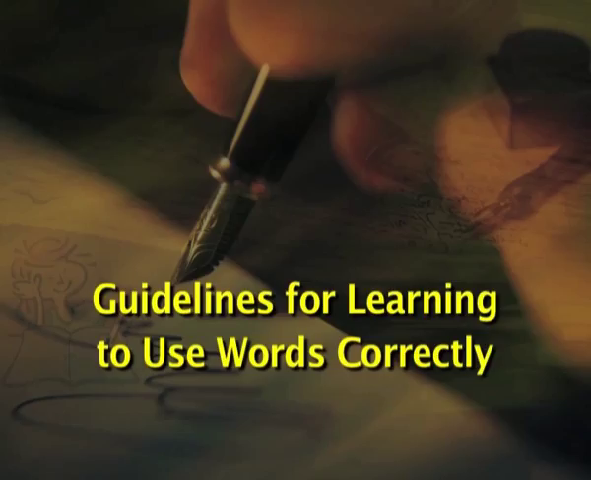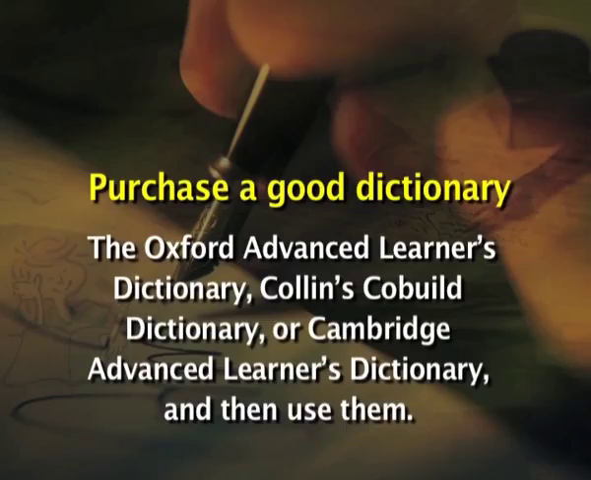Well, let's look into some of the guidelines for learning to use words correctly. In order to improve our ability to choose the best and most effective words, whether we are communicating orally or in writing, we should keep in mind the following. First one is purchase a good dictionary. For example, the Oxford Advanced Learners Dictionary, or Collins Cobuild Dictionary, or Cambridge Advanced Learners Dictionary, and then use them.